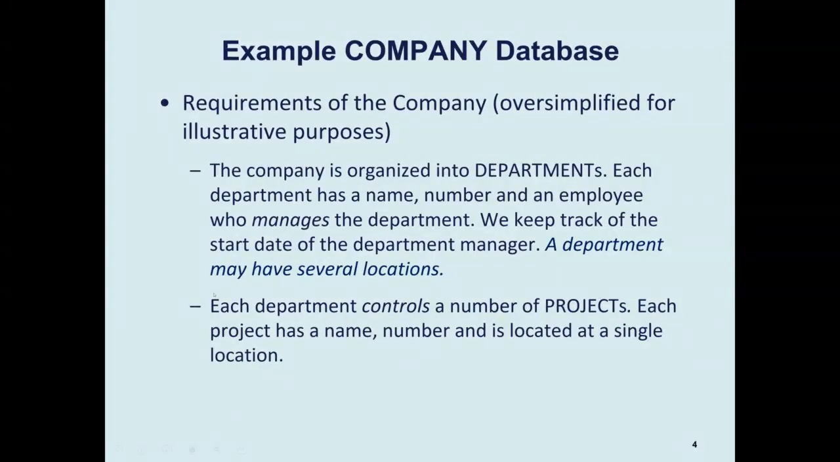For example, a department may have several locations, okay? And also, the second one, each department controls a number of projects, okay? So it does show that there's a relationship between the department and the project, and this relationship is very clear. Department controls project. So what does that mean? It means that besides recording the information for each project, we also want to record which department is the controlling department of that project. So that's what the entity relationship means.